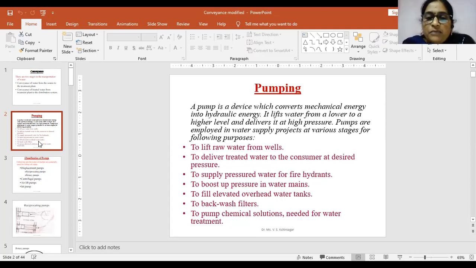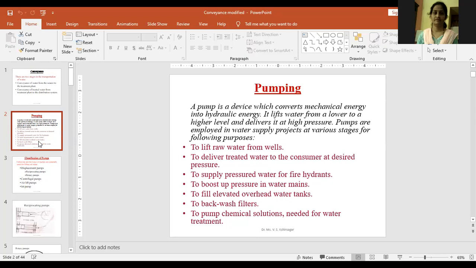Pumps are employed in water supply projects at various stages for the following purposes. So what are the different purposes for which we go for pumping? The first purpose is to lift raw water from wells, because it is underground. So from there we need to lift it by using pumps, and to deliver treated water to the consumer at the desired pressure.